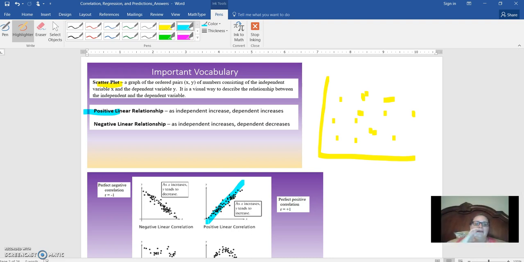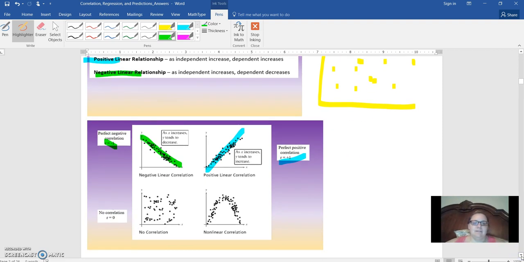Just for your information, a perfect positive correlation has an R value of 1. I'm going to explain what R is in a few minutes. And then we have a negative linear relationship: as x increases, y decreases. For example, the more classes you miss, your grade goes down. A perfect one has a correlation value R of -1. Then you have no correlation, which just means it's scattered, totally random. That has a correlation R of 0.